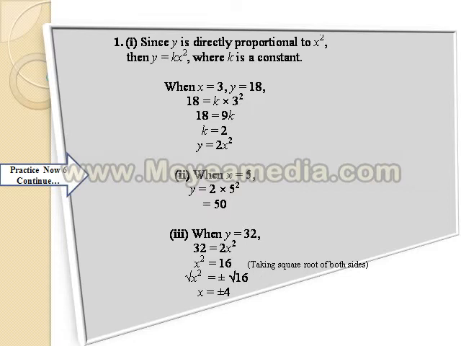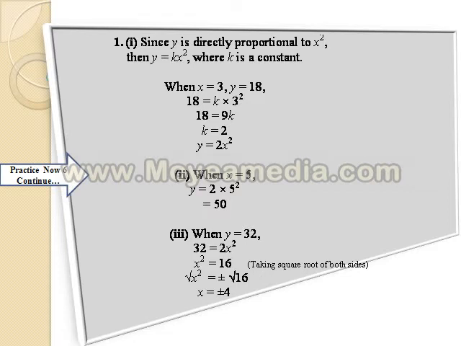The first part says y is directly proportional to x squared. So mathematically we can write y is equal to kx squared, where k is the constant of proportionality. To find k, we use the pair they gave us in the question, x is 3 and y is 18. I replace y with 18, and in place of x I put 3. 3 squared is 9, so it becomes 18 is equal to 9k, and k is equal to 2.